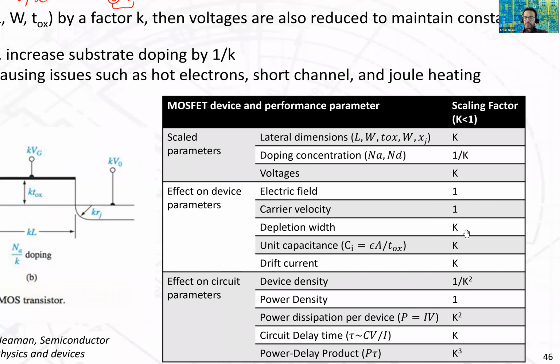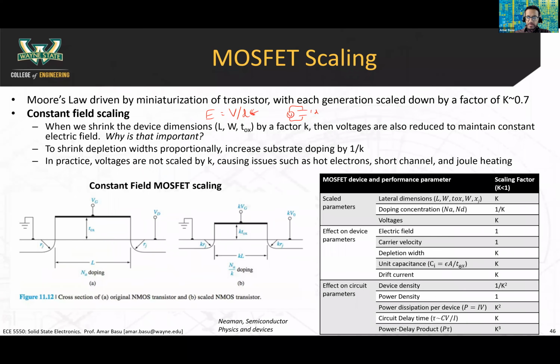The depletion width scales by a factor of K, so it's becoming smaller, just like the length is. And that was the reason for increasing the doping concentration. This is quite important: the unit capacitance goes down by a factor of K. This is an important thing for speeding up the transistors.